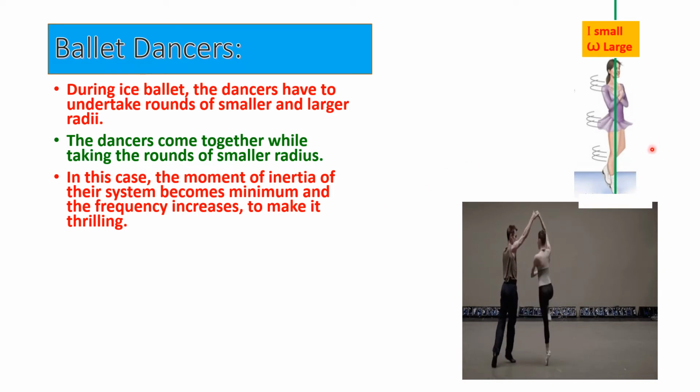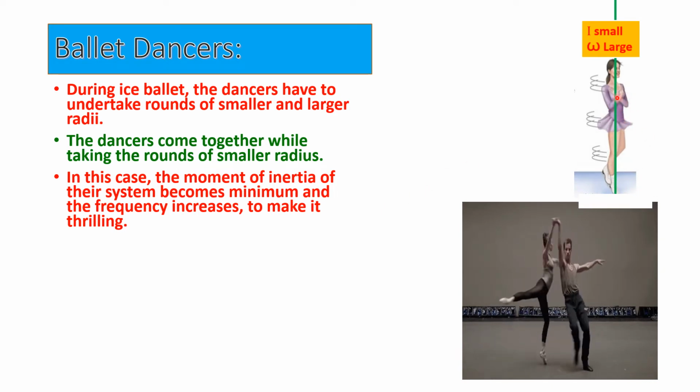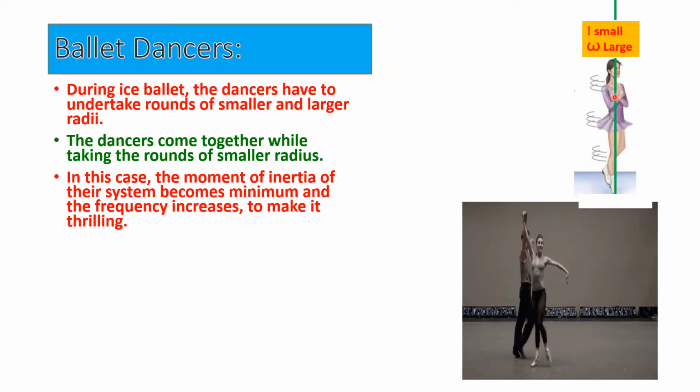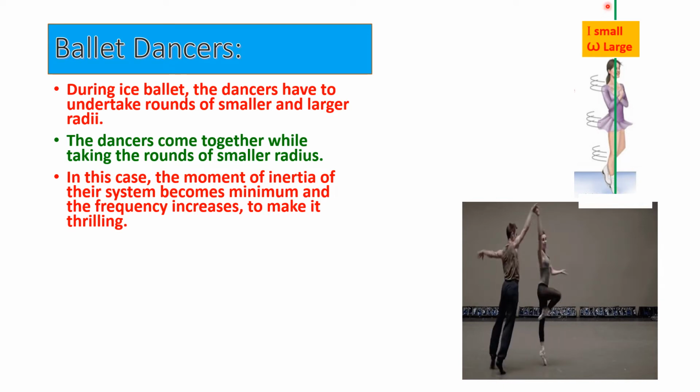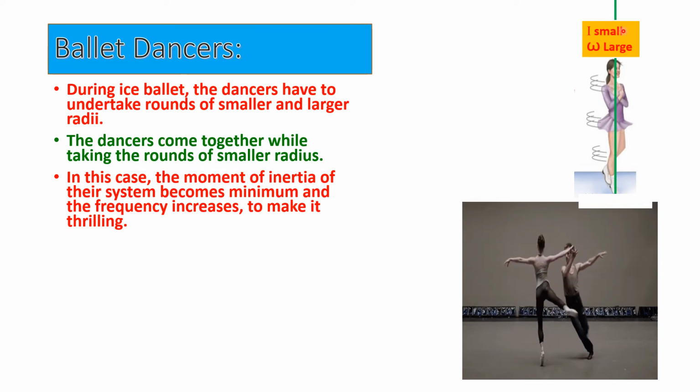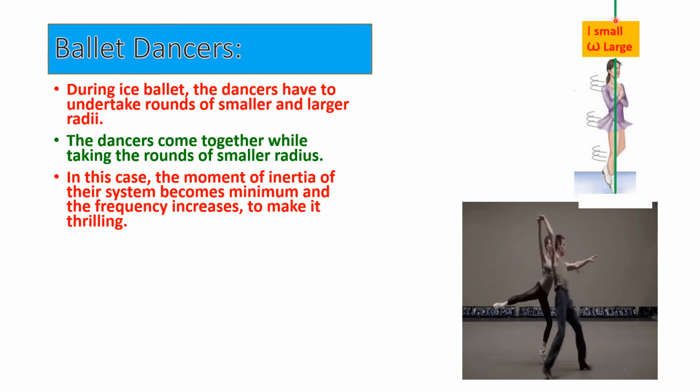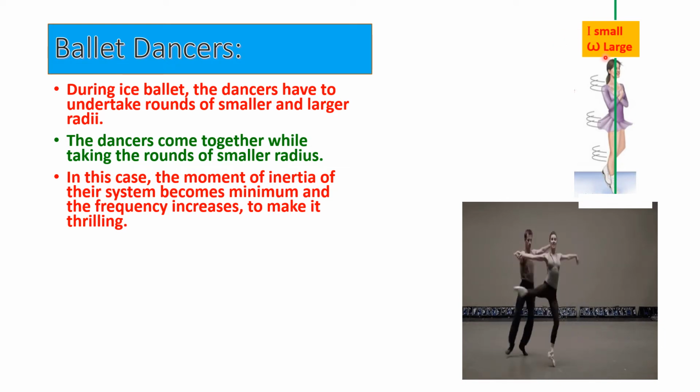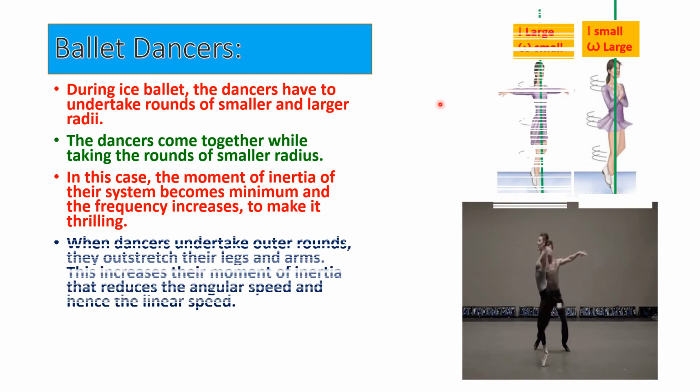In this case, the dancers have to fold their hands so that the distribution of mass particles about the axis of rotation decreases. Hence, the moment of inertia of the system decreases. Thus, the angular speed increases, which increases the number of turns.